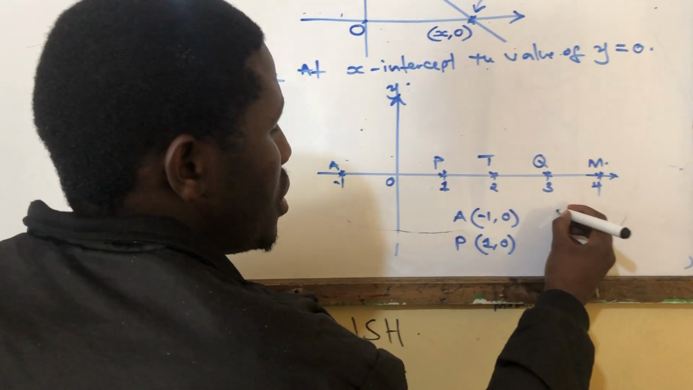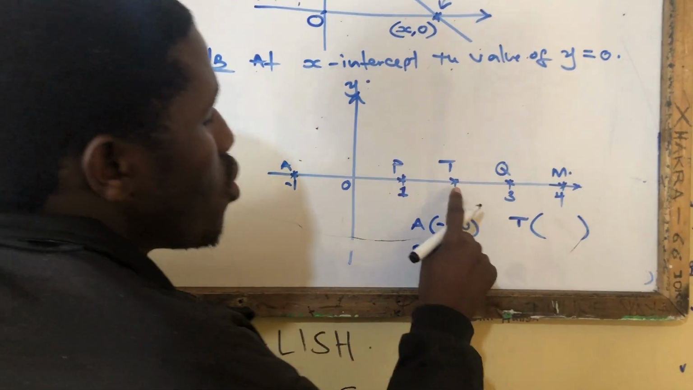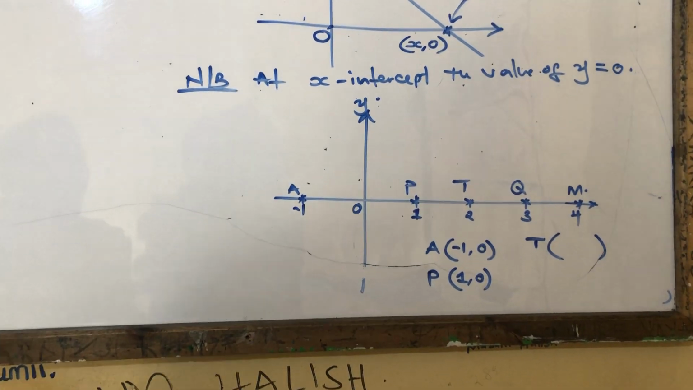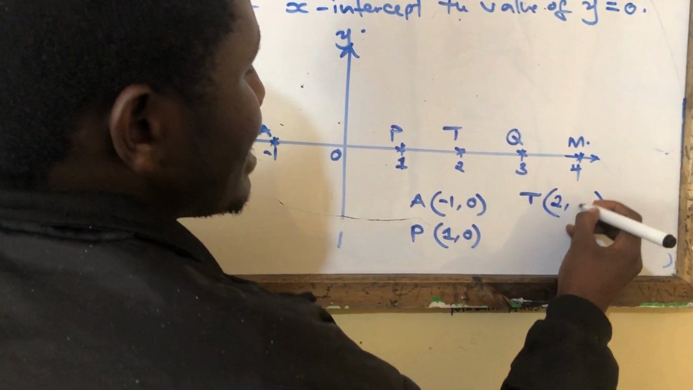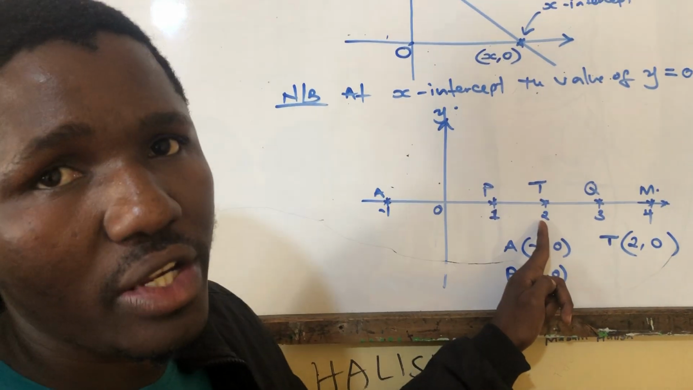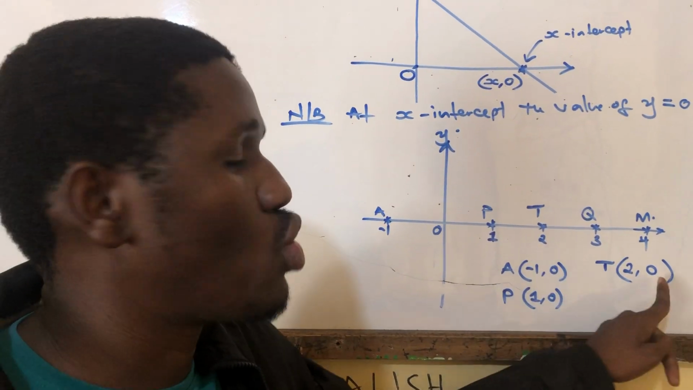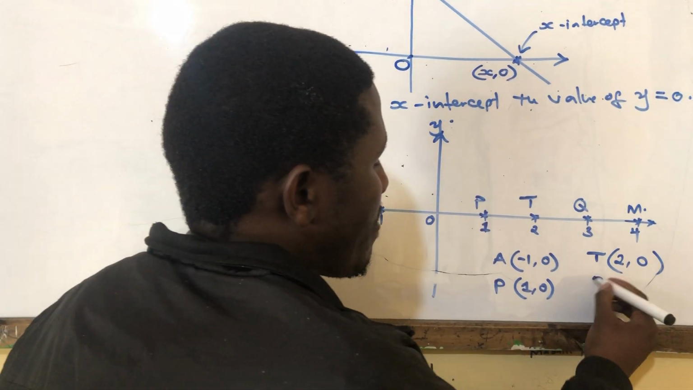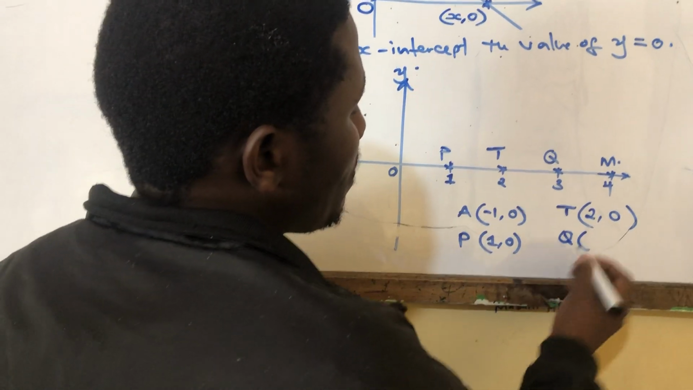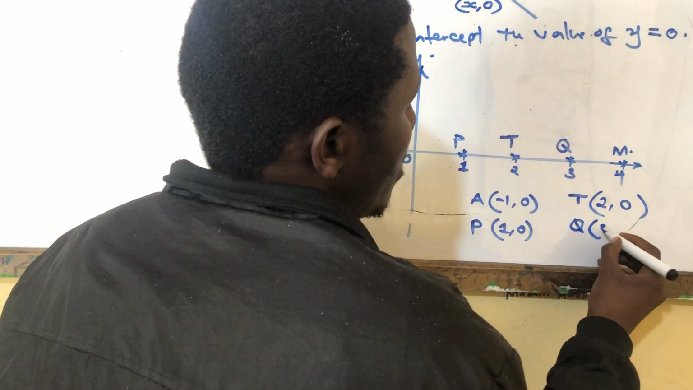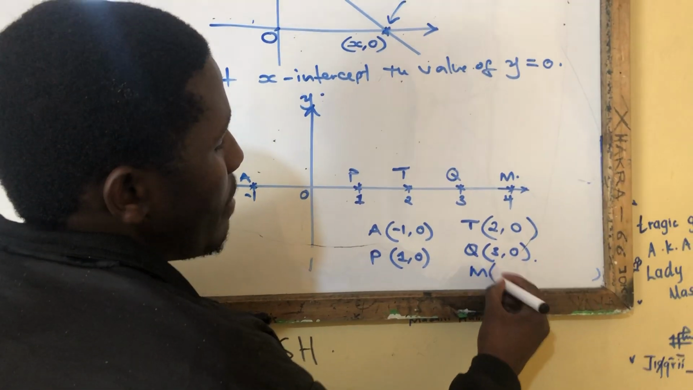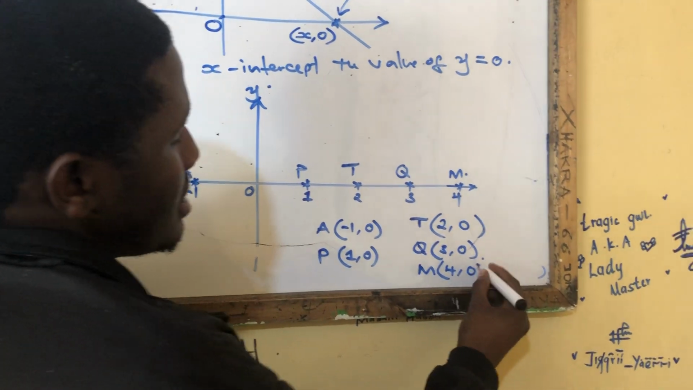Bringing us to the point T, what would we give as the coordinate of T? The coordinate of T would become 2, 0. The 2 is the x coordinate. As for the y coordinate, it will be 0. Then that takes us to the point Q. For Q, the x coordinate will be this 3. Then for the y coordinate, I will have 0. And finally, we'll have the point M, whose coordinate is 4, 0.